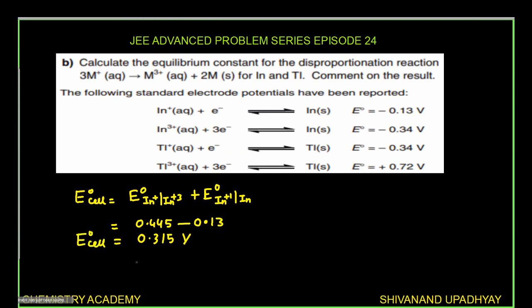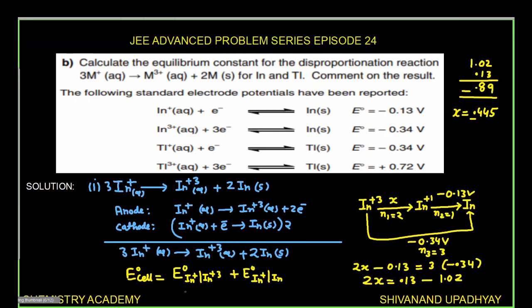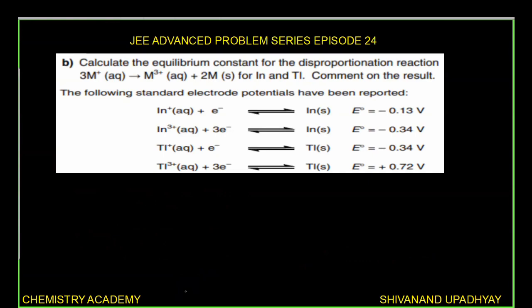Since E naught of the cell is positive, it means that the disproportionation reaction is spontaneous. So this is the first part. Disproportionation of indium is a spontaneous process. In the same manner, we can discuss the second part. So in case of thallium, already we know that thallium in +1 oxidation state is more stable.